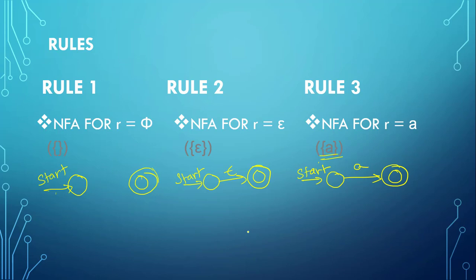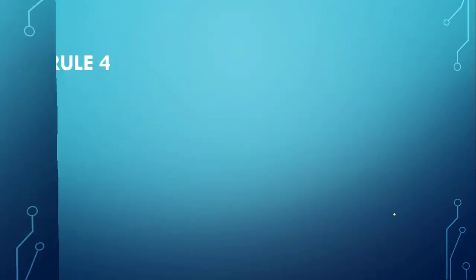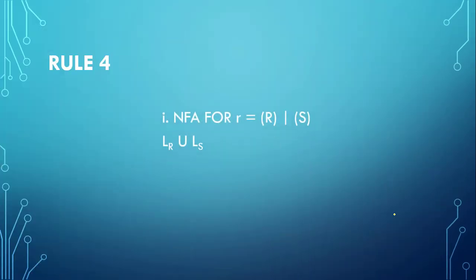For example, if we have a regular expression of the type A plus B, then we will divide this regular expression into sub-expressions A and B, and then we will see how to combine the NFA of A and B to make the NFA of A plus B. So let us see what is rule number 4.